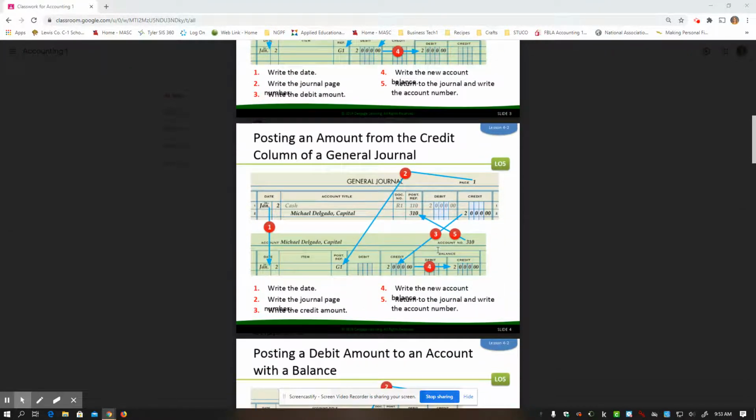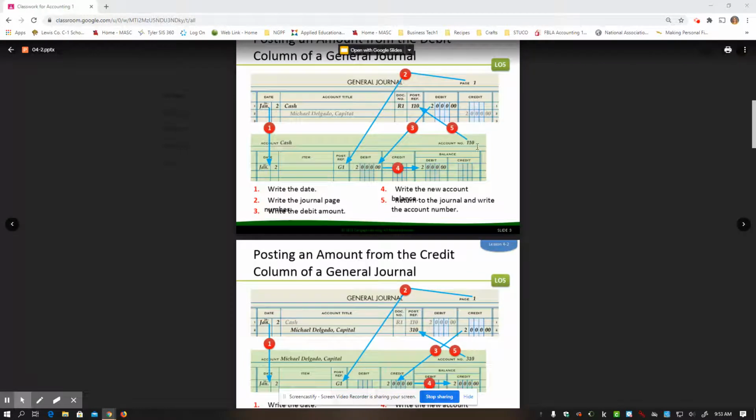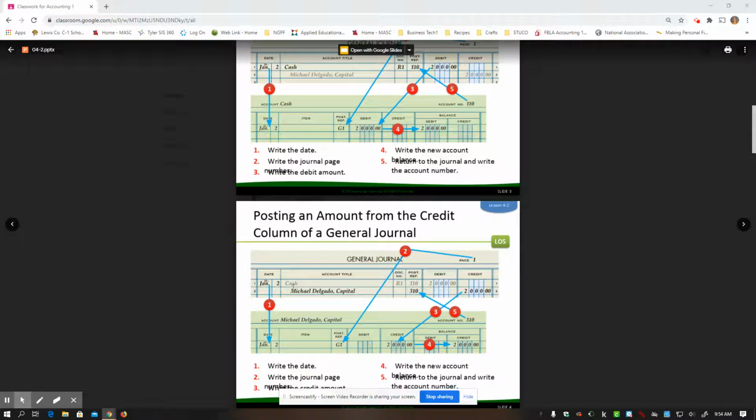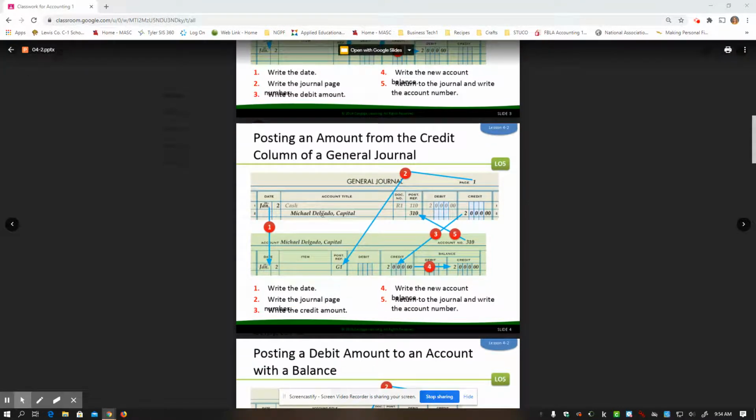to do the second one, I forgot the last step. You take account number 110 right here and put it up in this. This is called post reference. Okay, and you put the number 110 up here. So then you go down and find the ledger account, Michael Delgado Capital, for the next entry, January 2nd, from general journal page 1. Credit amount for $2,000, so you put it in the credit column. Then you drag your balance over, $2,000, then you put 310 up in post reference. That's going to be one of the hardest things to remember to do, from all the years I've been teaching this: to stick that post reference back. You're referencing back to where you got that information from or where you put it. Okay?